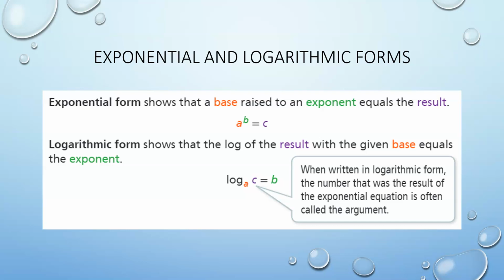Exponential form shows that a base raised to an exponent equals the result. Logarithmic form shows that the log of the result with the given base equals the exponent. So again, just another fancy way to show the exact same thing. This is the conversion, different letters. You probably already wrote it down, but when written in logarithmic form, the number that was the result of the exponential is often called the argument. You don't really need to know that, but it's good to know some language.